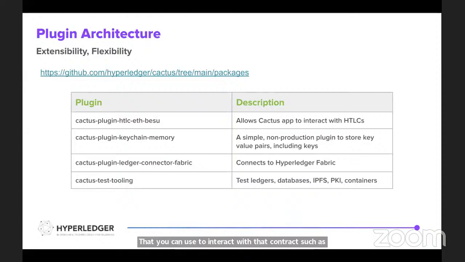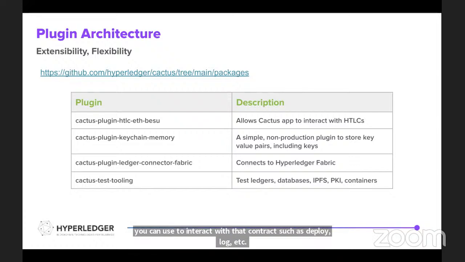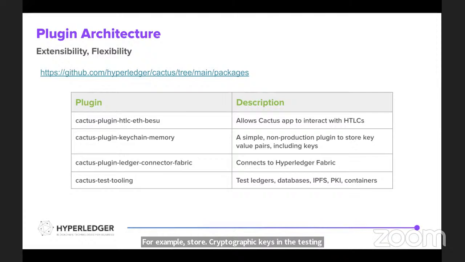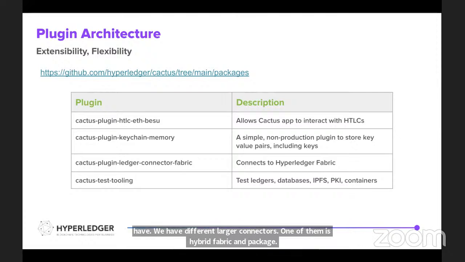You have a simple keychain that stores key value pairs that you can use to, for example, store cryptographic keys in a testing environment, not in production. We have different ledger connectors. One of them is Hyperledger Fabric, and a package that I use a lot, and I think it's very important, is the test tooling. So it has test ledgers, databases, IPFS, containerization, etc.